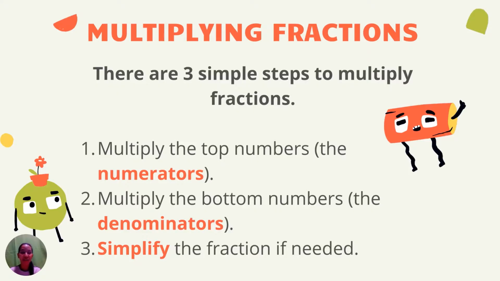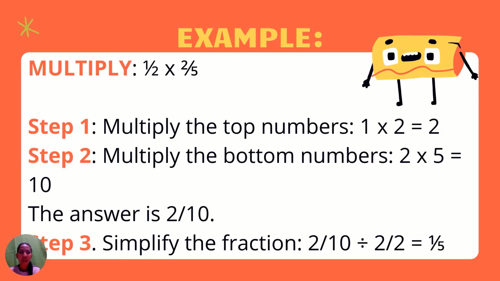Multiplying fractions. Recall lang po ito. There are 3 simple steps to multiply fractions. Number 1, multiply the top numbers or the numerators. Number 2, multiply the bottom numbers or the denominators. And number 3, simplify the fraction if needed. Example, multiply 1/2 by 2/5.